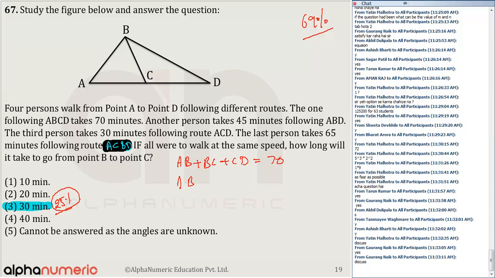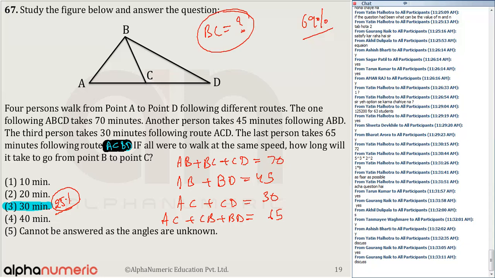So AB plus BD is equal to 45. On the path ACD, that is AC plus CD, AC plus CD is equal to 30. And the last one is ACBD: AC plus CB plus BD is equal to 65. And the question is, I need to find out what is BC. I need to find the value of BC, that is, what time will be taken on BC.